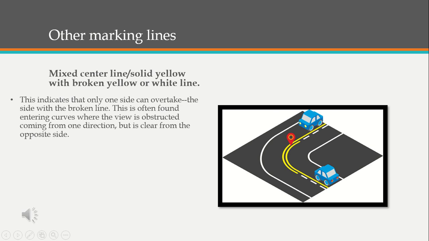And lastly, big center line or solid yellow, broken yellow or white line. This indicates that only one side can overtake, the side with a broken line. This is often found entering curves where the view is obstructed coming from one direction but is clear from the opposite side.